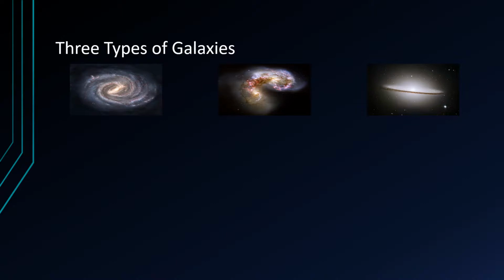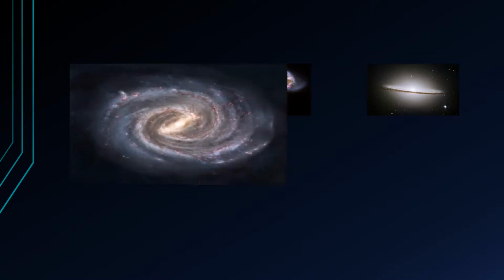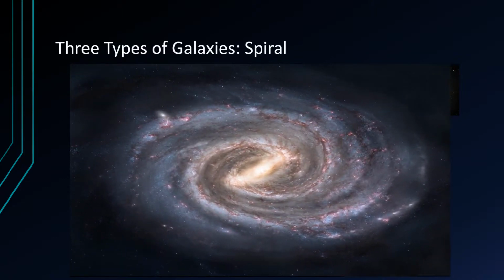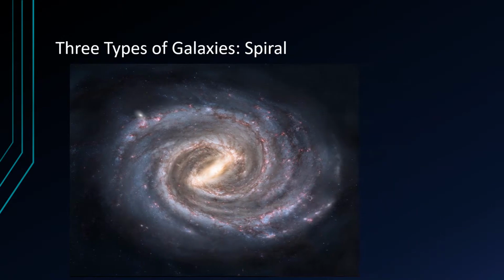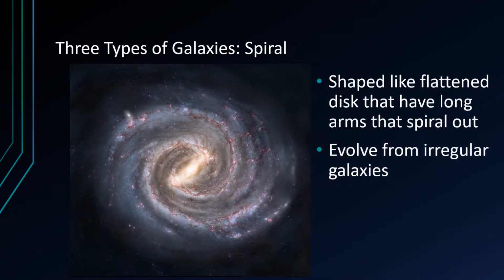The next type of galaxy we're going to look at is the spiral. Spirals are really easy to grasp by their name. They have big long tendrils and things like that. Now these galaxies are shaped like flattened discs, like ellipses, but they have long arms that spiral out, and they evolve from what we call irregular galaxies.